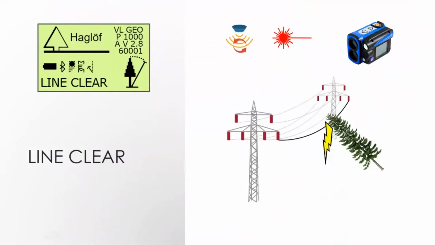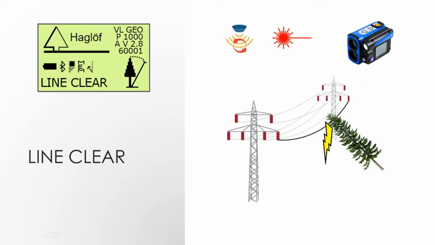The next function in the Geo is the line clear. You want to avoid that the power is cut off. It costs a lot of money, it's time consuming, and many times it's during storms or things like that, so it's hard to get out and fix the problems. If you can avoid that, you save a lot of money. So the trees that are near, you want to know if they are a risk to fall over the line or not.